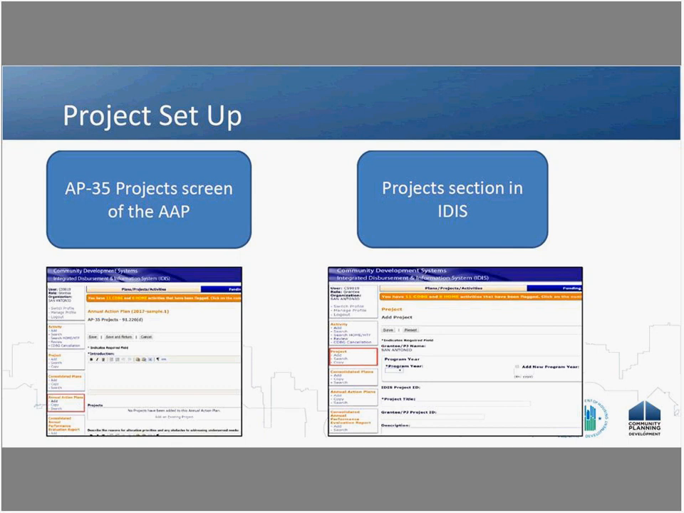A common misconception among grantees that create the annual action plan by copying a prior year's action plan is that projects copied over are automatically updated to the new program year. This is the case when a prior year action plan is copied to create the current year action plan: it copies over the prior year projects into the current plan.